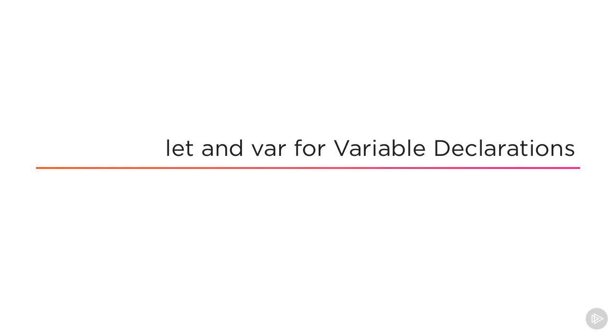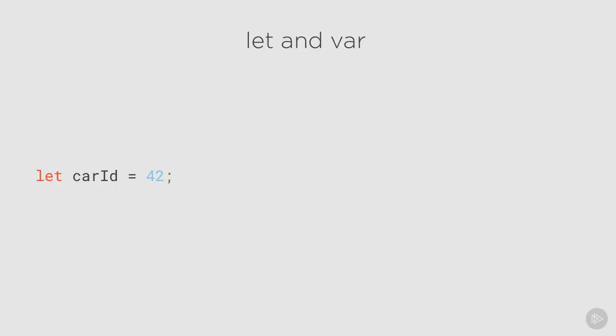Let's take a look at the let and var keywords for variable declarations. If you saw my JavaScript Getting Started course here on Pluralsight, I primarily use the let keyword, but you can also declare variables with the var keyword. Let's see the difference. So here we're creating a variable called carID using the let keyword, and we're assigning 42.